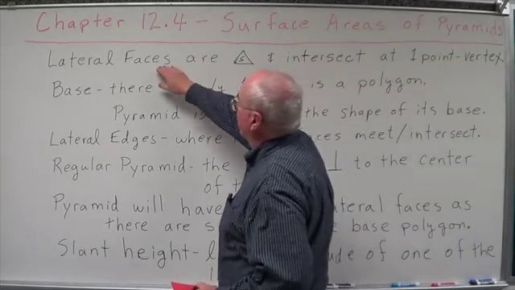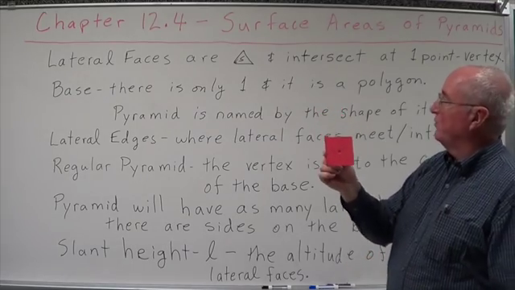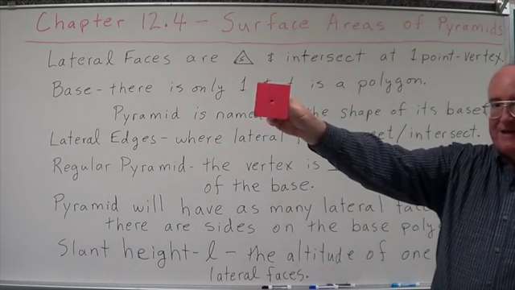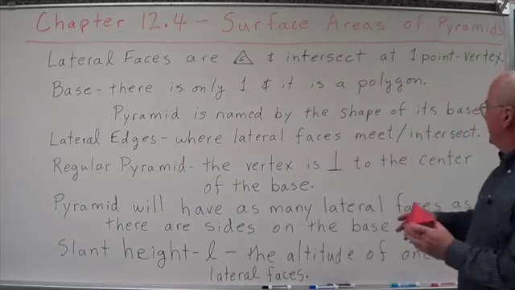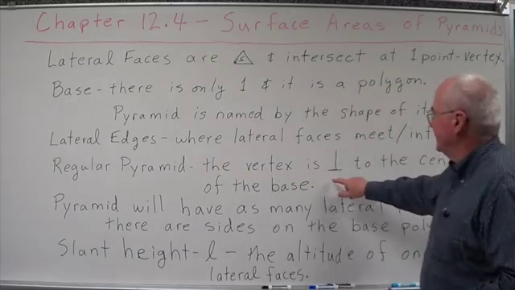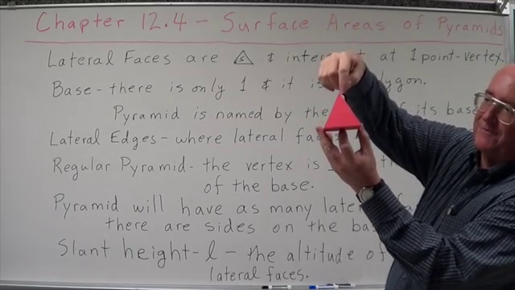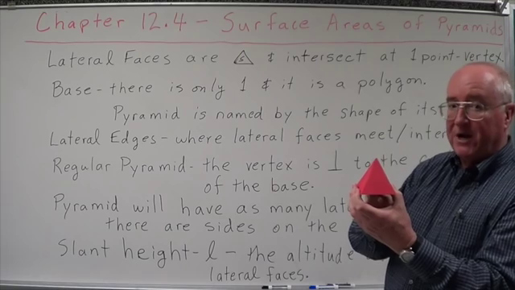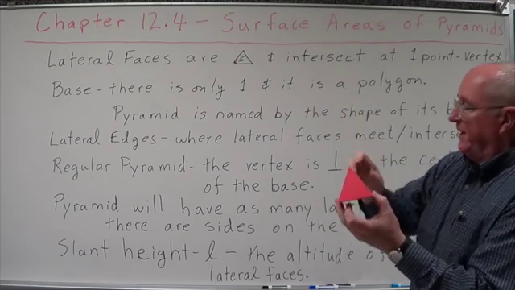Let's go over again. Lateral faces are triangles and intersect at one point, known as the vertex. The base, there's only one, and it is a polygon. The pyramid is named by the shape of its base. What's the shape of this base? It's a square, so this will be a square pyramid. Lateral edges are where the lateral faces meet or intersect. So this would be a lateral edge. In a regular pyramid, the vertex is perpendicular to the center of the base. So the vertex is directly over the center, and therefore if I draw a line from the vertex to the center of the base, I would have a perpendicular line. That would be the altitude of the pyramid. The altitude of the pyramid would connect the center of the base and the vertex.